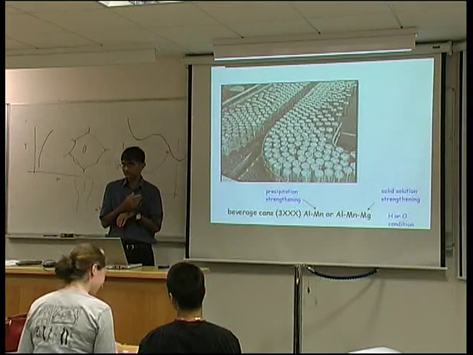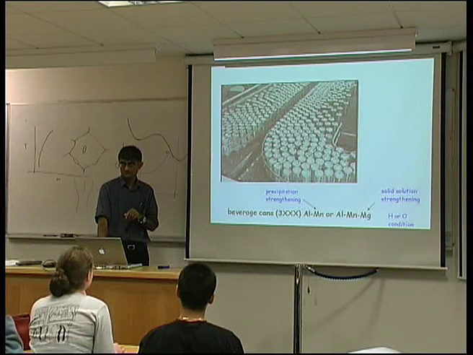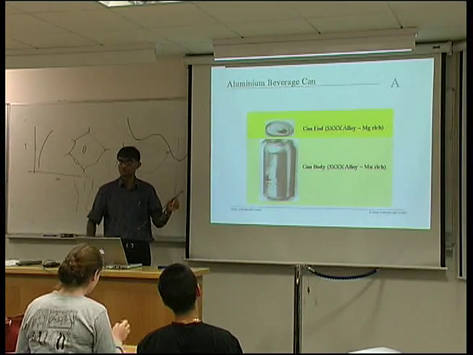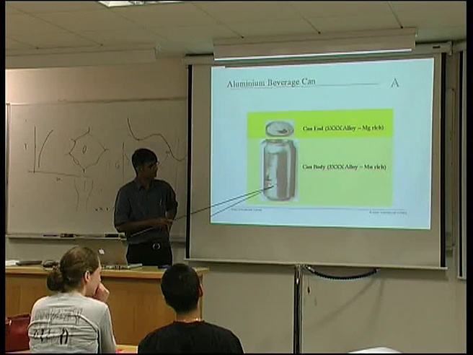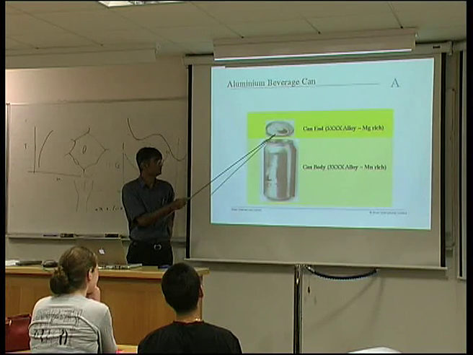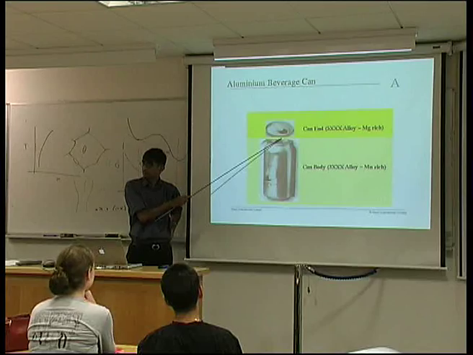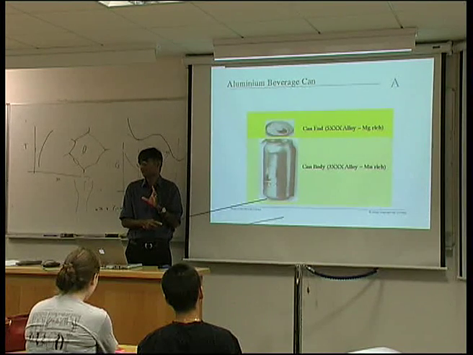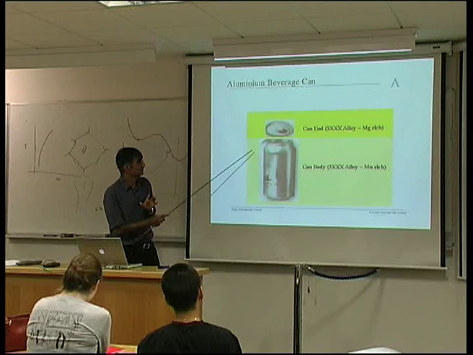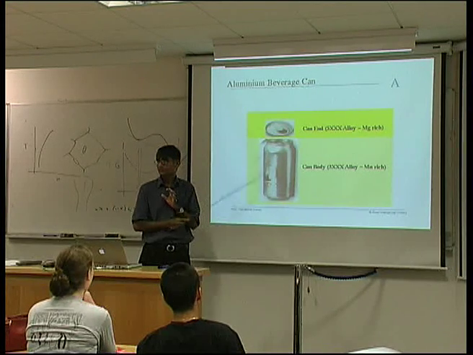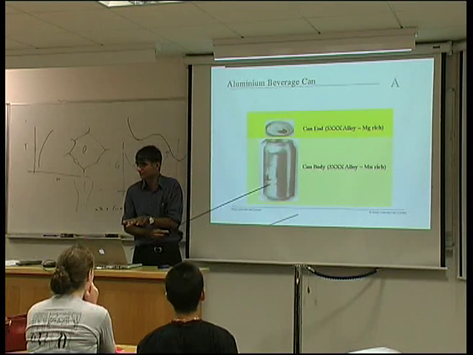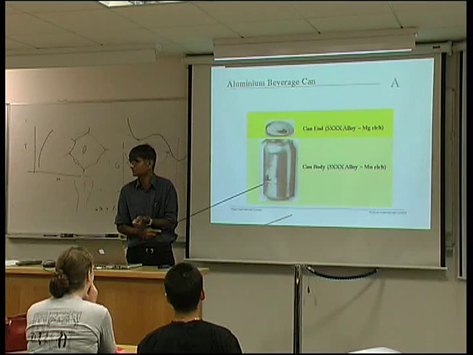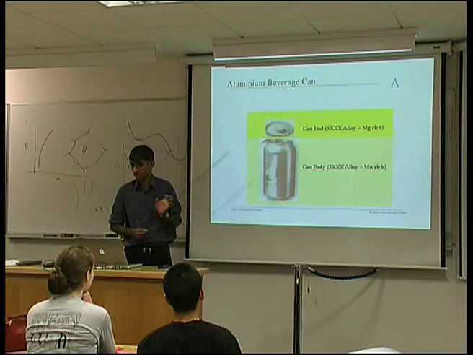So this is a very big business, and we need to make the top of the can from a stronger alloy than the bottom. Simply because here you want to break the can in a very neat way without cutting yourself when you're drinking. So if you recycle this, you no longer have a canning alloy, because you're going to mix up these two different alloys.